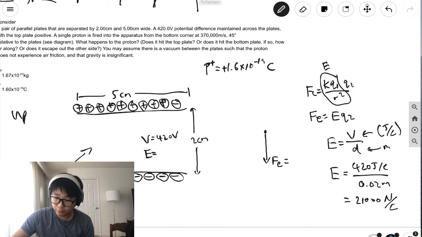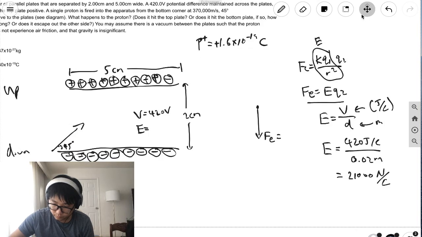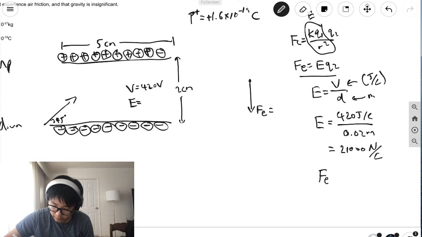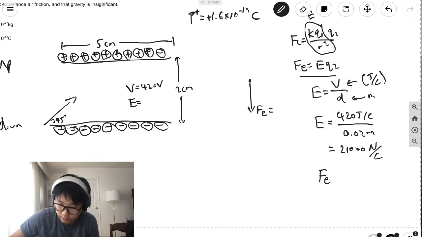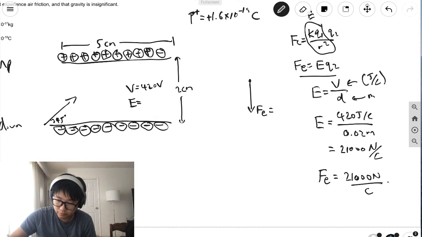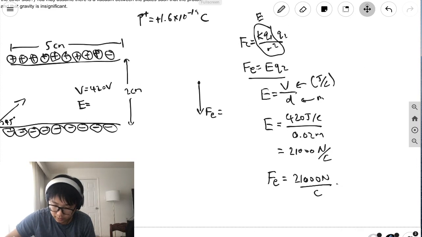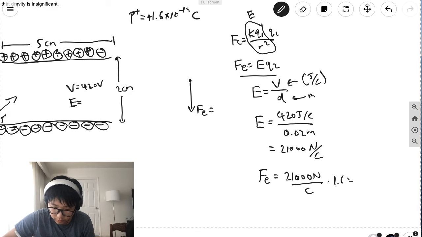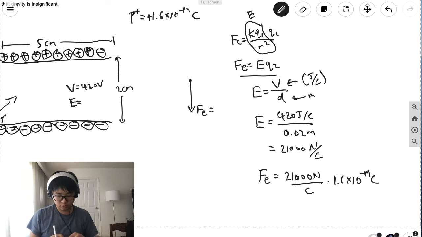And then we can actually find the force now, right? Because we just said earlier, force equals electric field times Q2. So that means Fe, the force felt by this, what is this, an electron? Oh no, this is a proton. So the force felt by this proton equals the electric field, 21,000 newtons for every coulomb, times however many coulombs that actually is. That's 1.6 times 10 to the negative 19 coulombs. So let's multiply those.